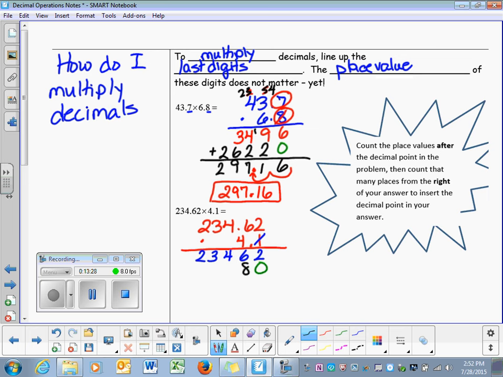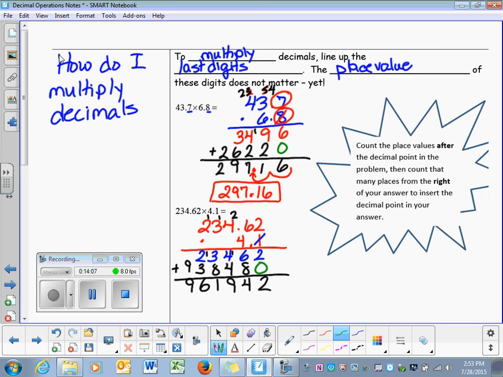4 times 2 is 8. 4 times 6 is 24. 4 times 4 is 16. Plus 2 is 18. 4 times 3 is 12. Plus 1 is 13. 4 times 2 is 8. Plus 1 is 9. Add these up. 2 plus 0 is 2. 6 plus 8 is 14. 1 plus 4 is 5. Plus 4 is 9. 3 plus 8 is 11. 1 plus 2 is 3. Plus 3 is 6. And nothing plus 9 is 9.